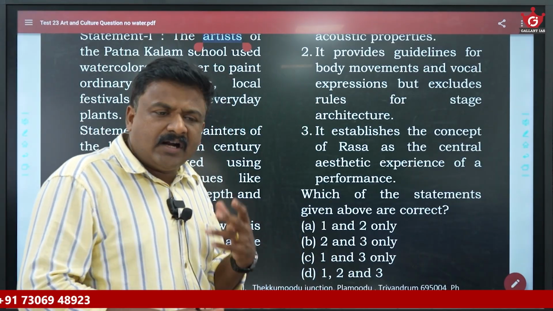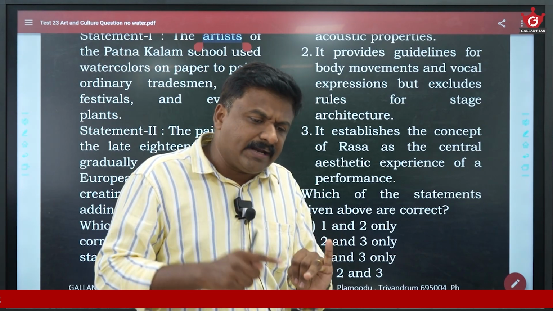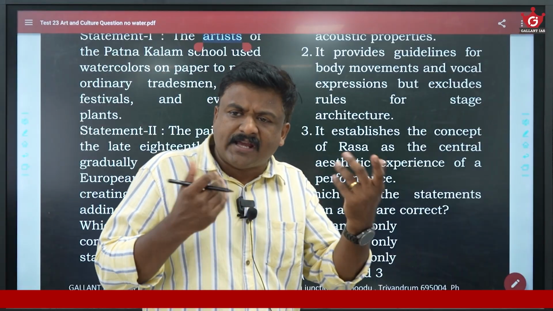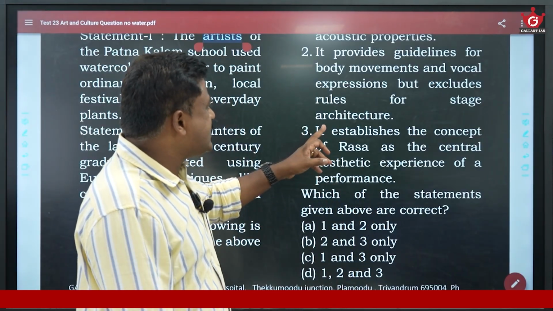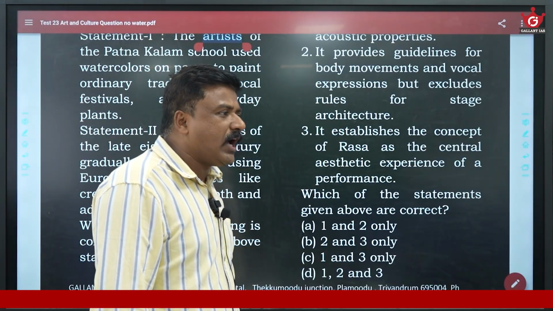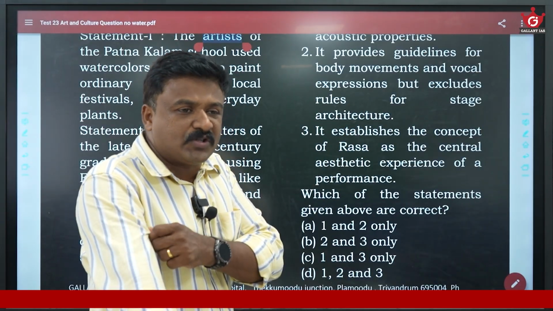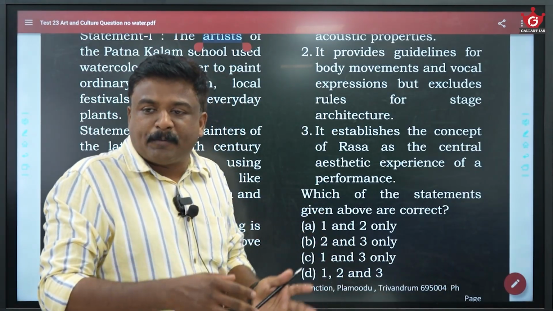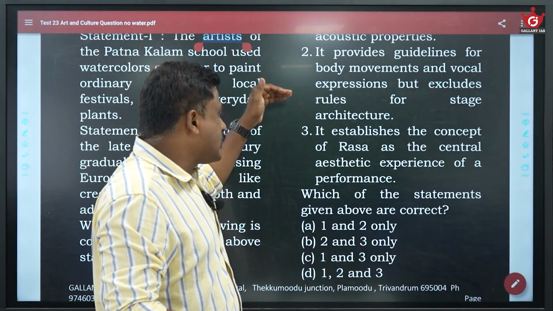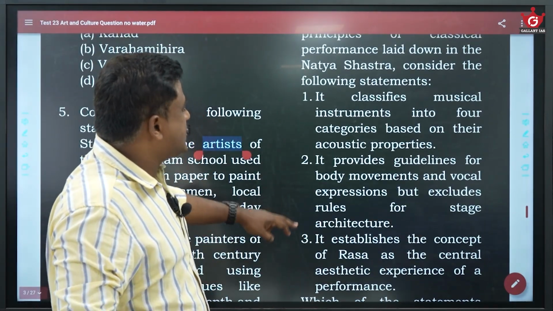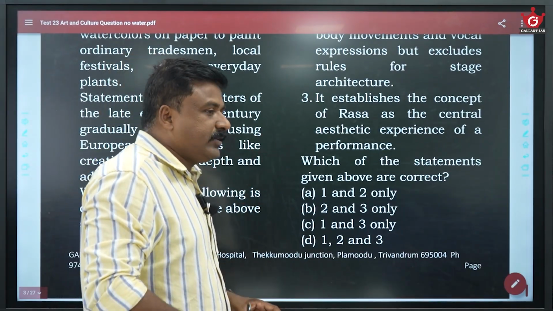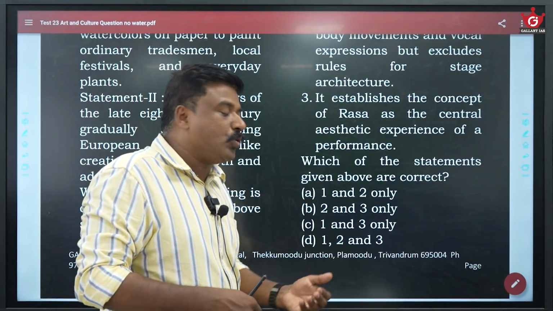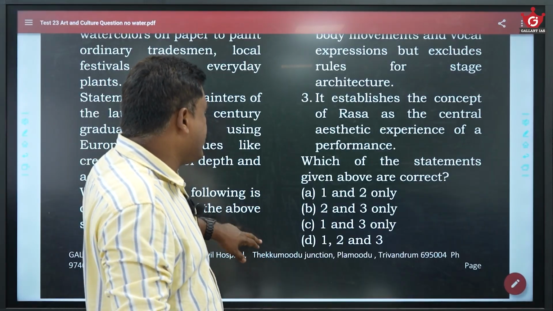Fundamental thing here: Natya Shastra explains the stage, the audience, the attire, and various principles, mudras, bhavas, gestures, everything. So there is no chance that it excludes rules for stage architecture. It also talks about the stage architecture, what kind of stage, what kind of audience, all those proportions are discussed here. So the second statement is wrong. The first one is correct, and the third one is correct. These are fundamental statements we picked from the NCERT textbook, Introduction to Art. Okay, I will go for 1 and 3 only.